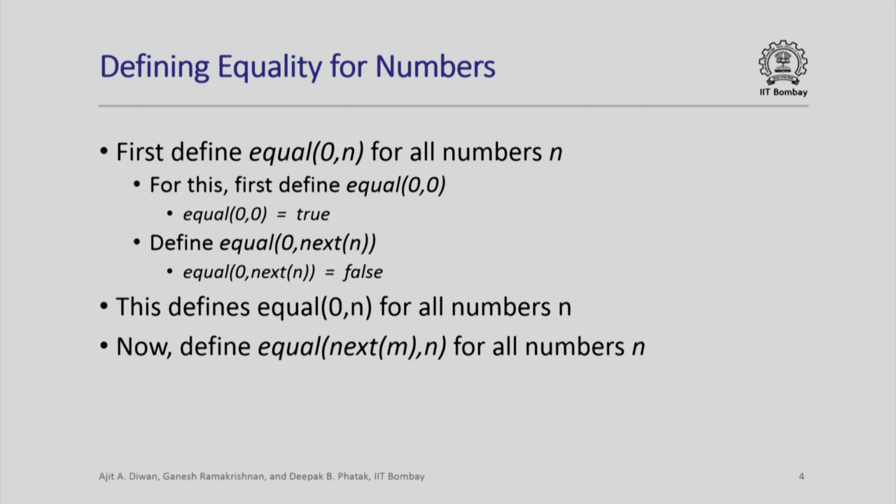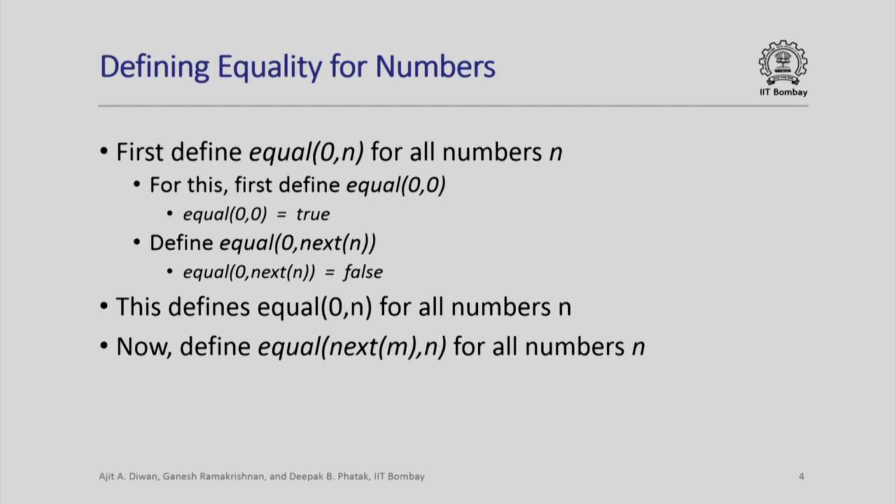Again similarly we first define equal 0 n for all numbers n. In order to do that, we will first define equal 0 0 for n equal to 0, and then assuming equal 0 n is defined, we will define it for equal 0 comma next n. So, equal 0 comma 0 is defined to be true, 0 is equal to 0 itself, that is true, and we define equal of 0 comma next n to be false no matter what the value of n is, equal 0 comma next of n is always false. So, the next of any number cannot be equal to 0. So, this defines equal 0 n for all numbers n.